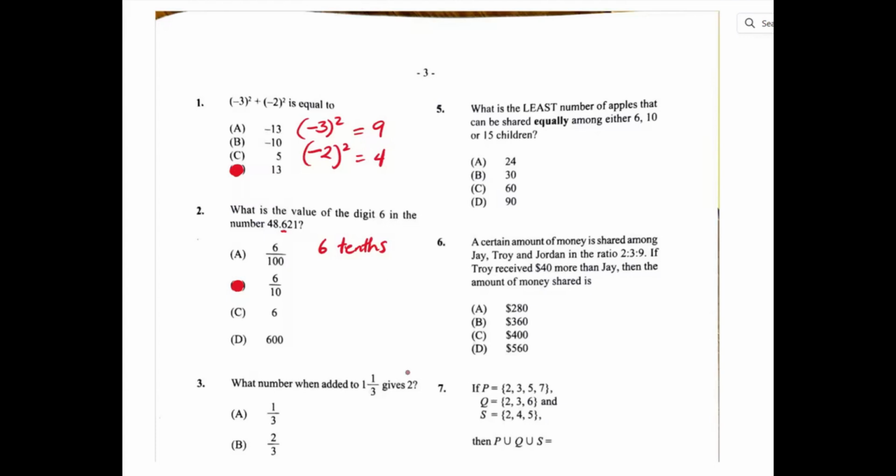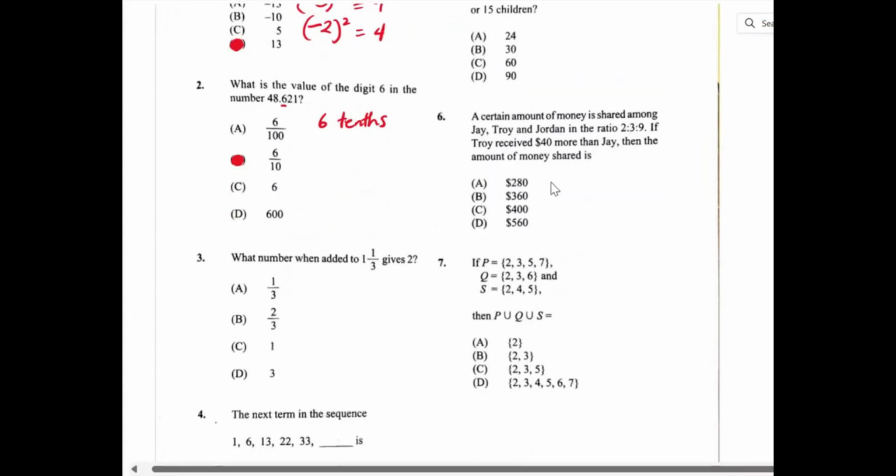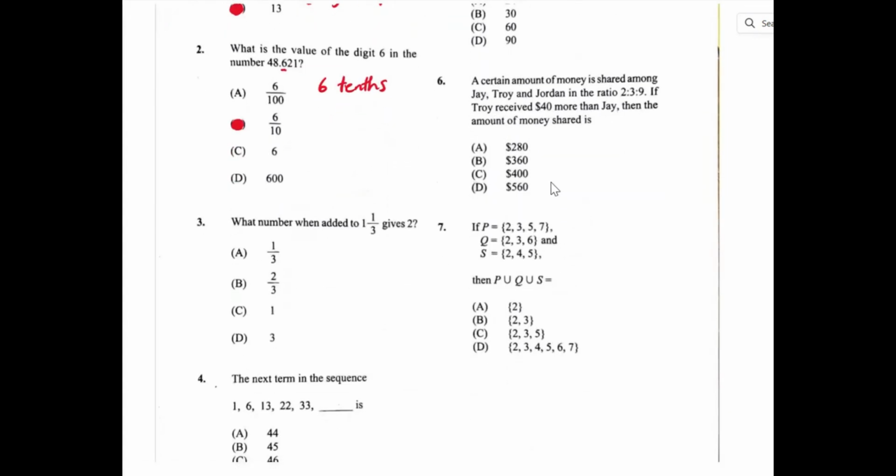Number 3, what number when added to 1 and 1/3 gives 2?